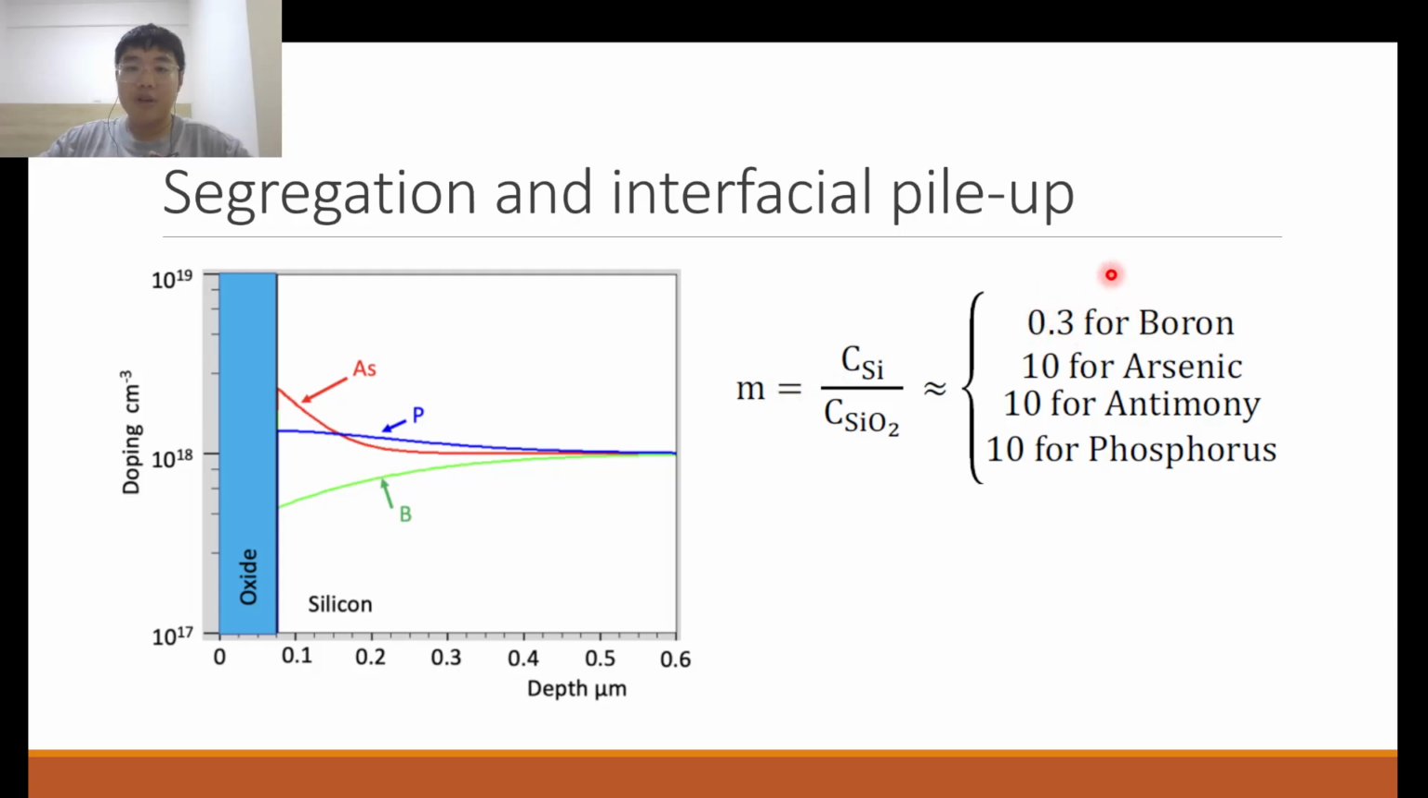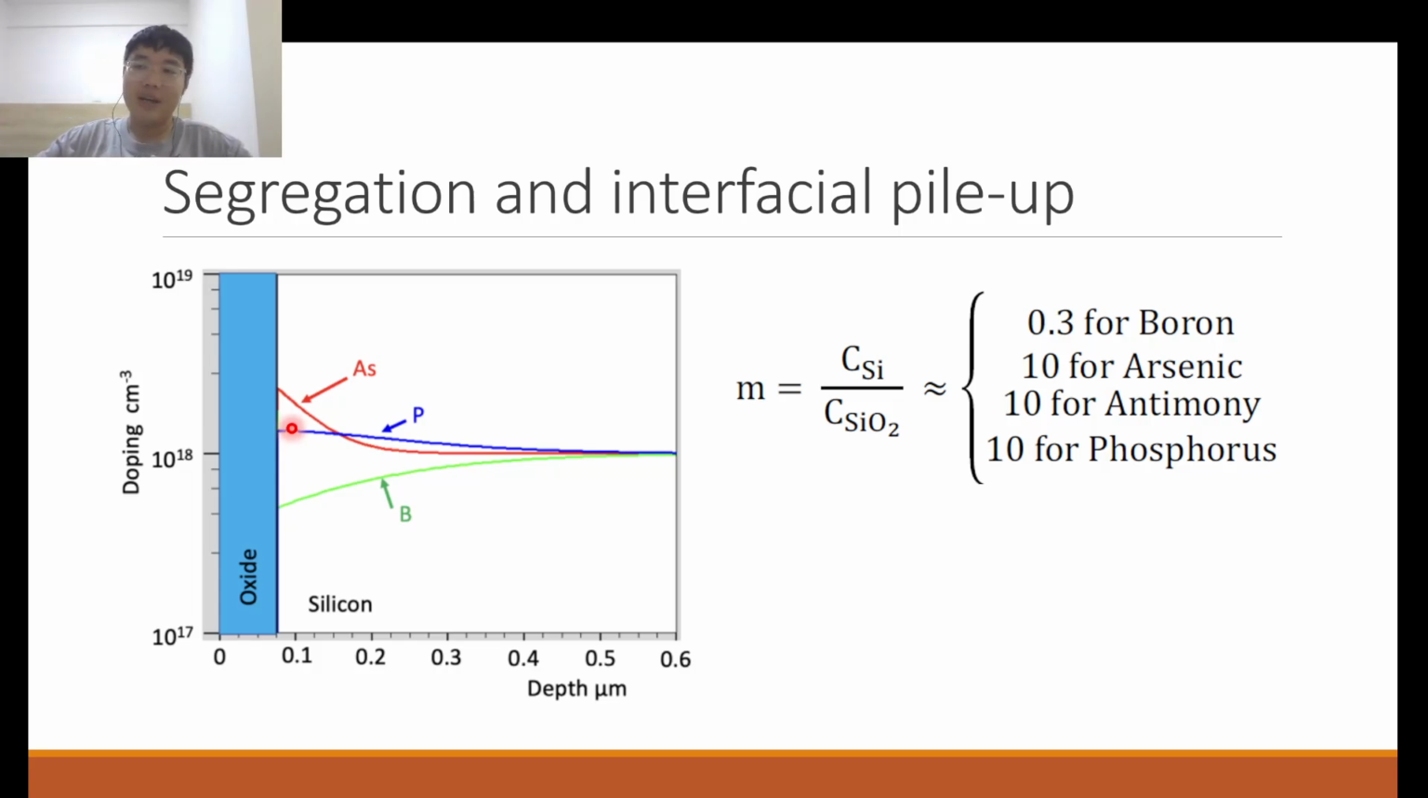For example, boron really prefers to be in your silicon dioxide, so there's a downward trend near the oxide interface. Whereas phosphorus and arsenic really have a preference for your silicon, so there's an upwards trend near the oxide interface. We call this outward trend, for example, interfacial pileup. That will certainly affect your dopant concentration near the interface, especially given that many of the junctions in the transistor, in the MOSFET, are covered by a layer of oxide.